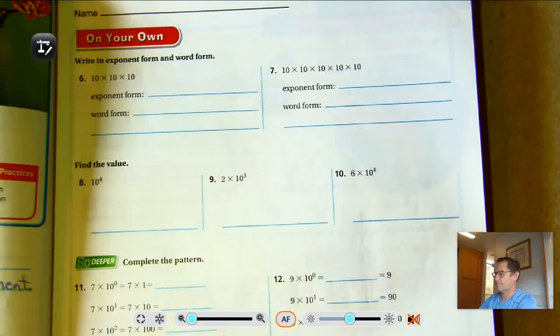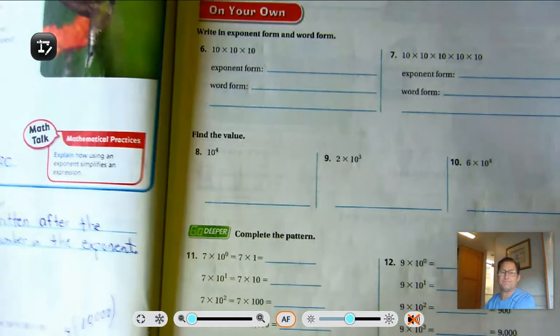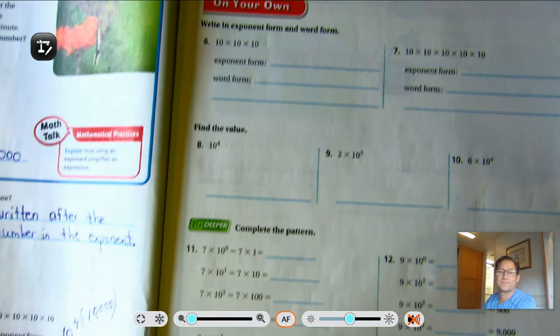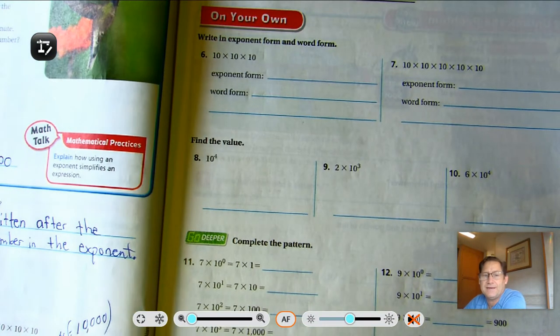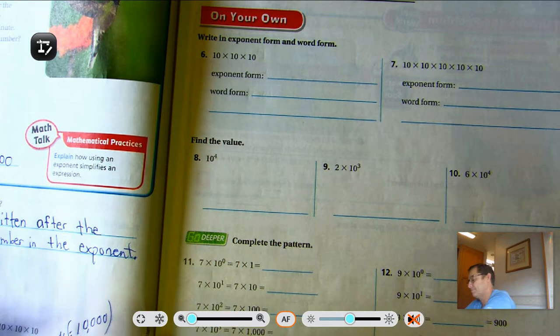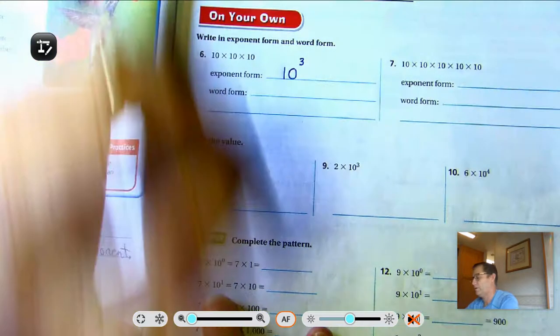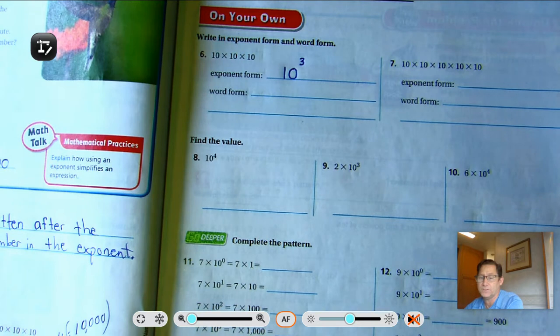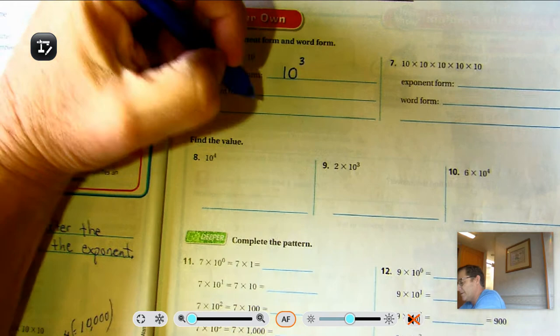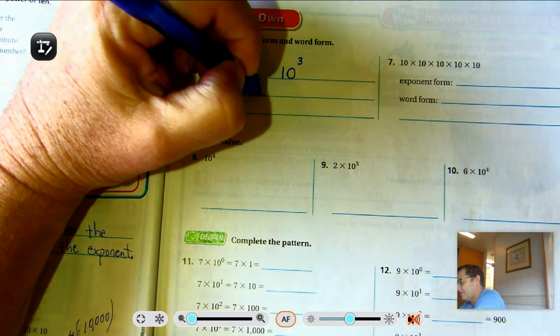All right, number 6, page 19. So here we have 10, and it's repeating 3 times. So the third power of 10, which is 1,000, is 1 followed by 3 zeros. The word form would be the third power of 10.